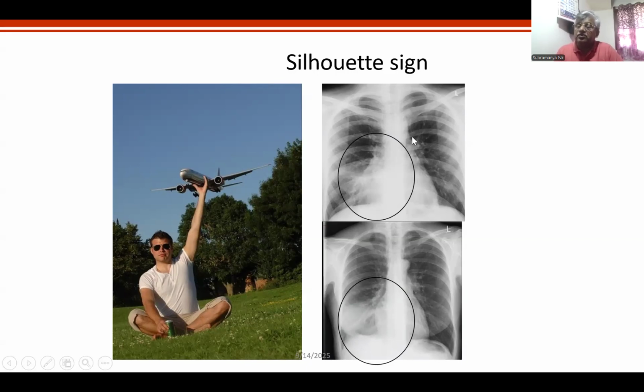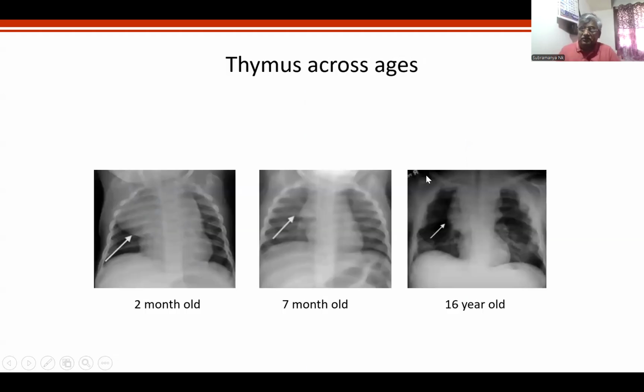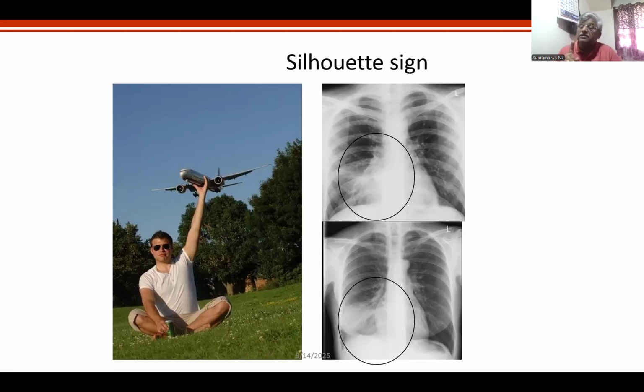You can think of silhouetting of the left cardiac border. Suppose some mass silhouettes the arch of the aorta or the abdominal aortic margin. That means it is posterior. If you can see the arch of the aorta and the aortic margin distinct from the mass or a lesion, that means the lesion is anterior to the arch of the aorta.